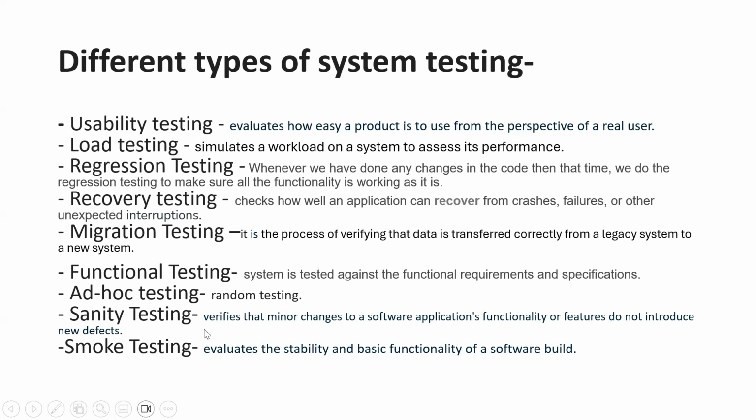Sanity testing verifies that minor changes to a software application's functionality or features do not introduce a new defect. And smoke testing evaluates the stability and basic functionality of a software build. Smoke testing, you can say, is a very basic testing where we just validate whether we are able to log in to the page or not. It validates only basic functionality. We just check the stability of the application, whether we are able to launch the application or not. That is called smoke testing.